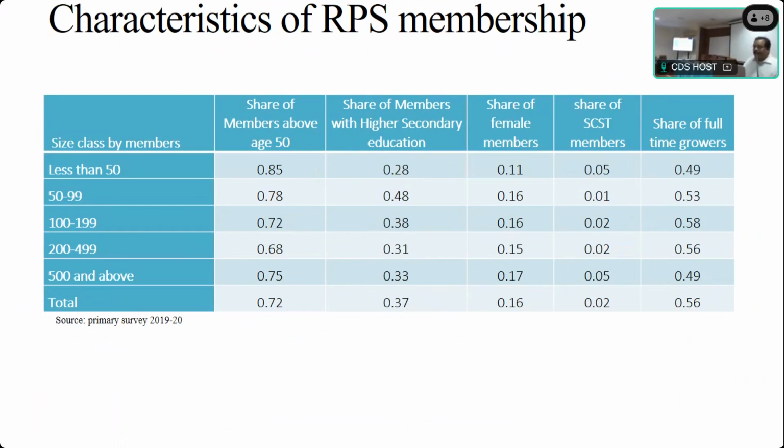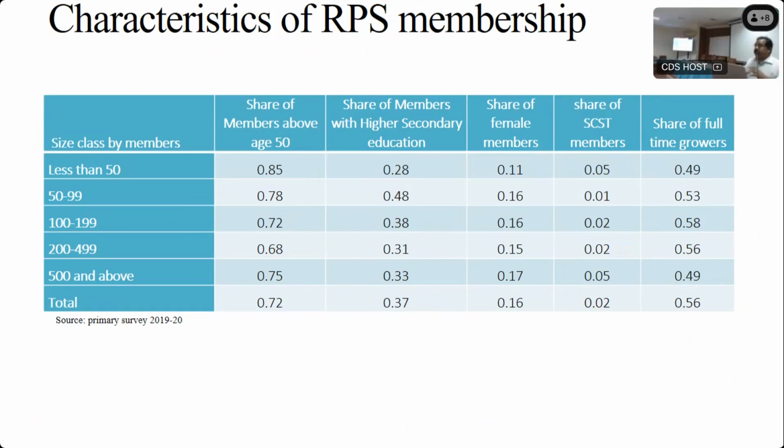Only 37% of them had education more than higher secondary education. Only 16% of RPS members were female. Only 2% were SC/ST members in the RPS. And the share of full-time growers in the RPSs was only roughly about 56%.